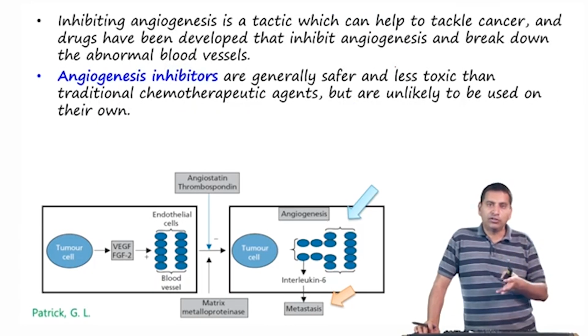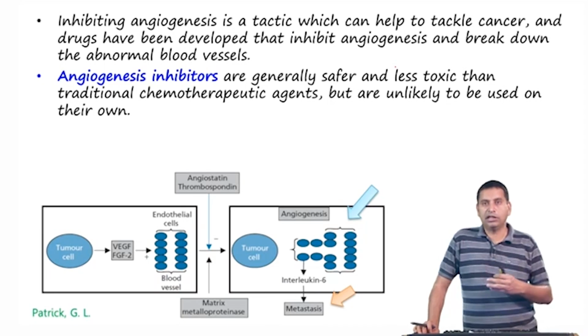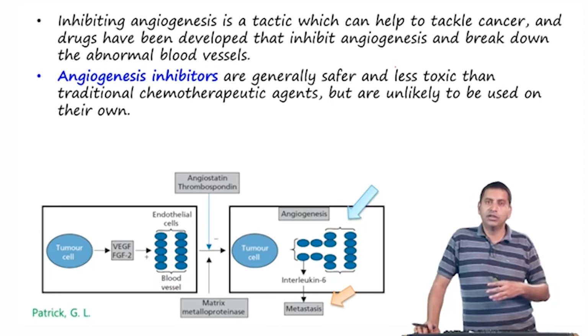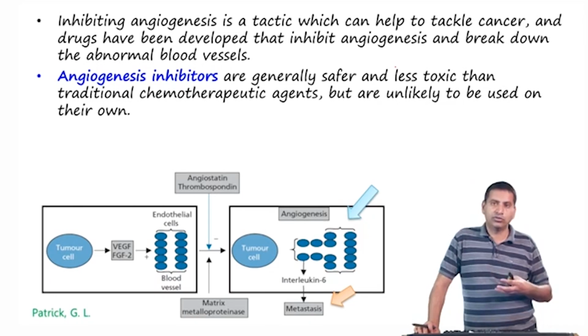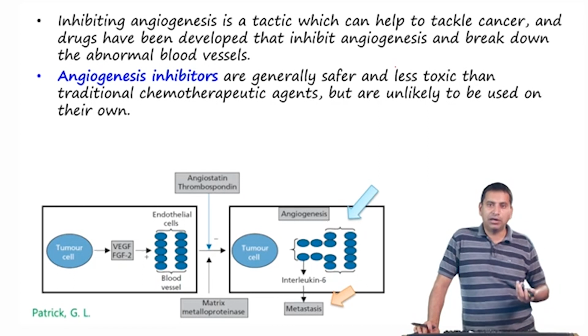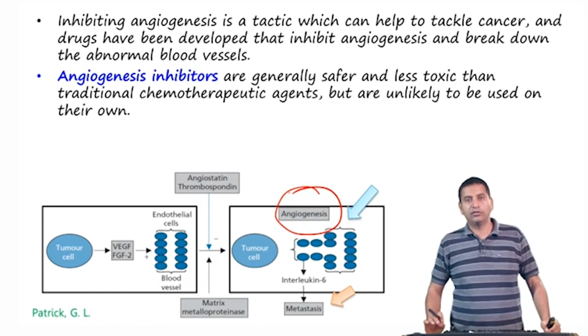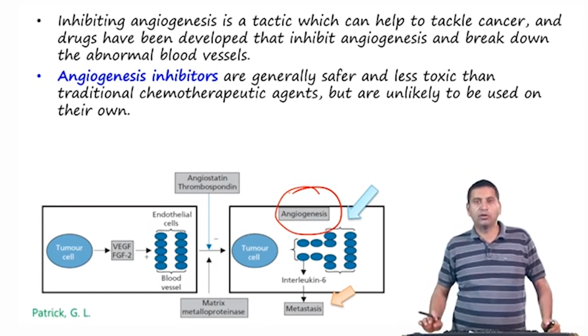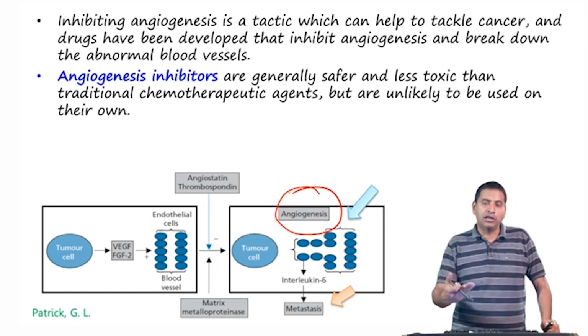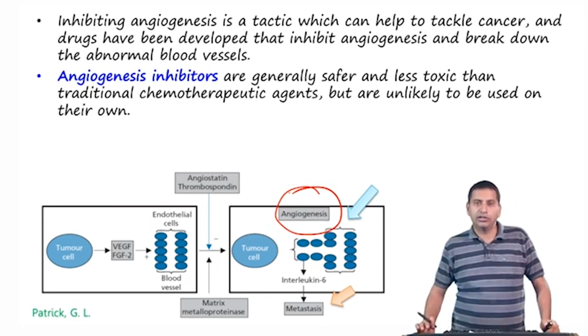Inhibiting angiogenesis is a tactic which can be used to tackle cancers, and drugs have been developed to inhibit angiogenesis that break down these abnormal blood vessels. Angiogenesis inhibitors in general are much safer and less toxic than traditional cytotoxic agents used in the clinic. But these cannot work on their own, because they will only suppress certain parts of the tumor from growing. You can give them along with traditional cytotoxic agents to completely kill the tumor.